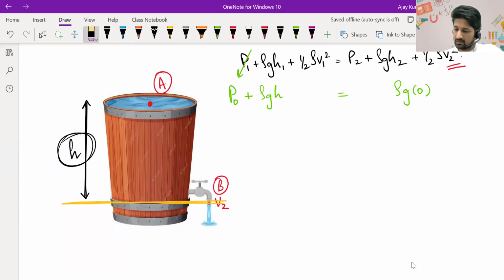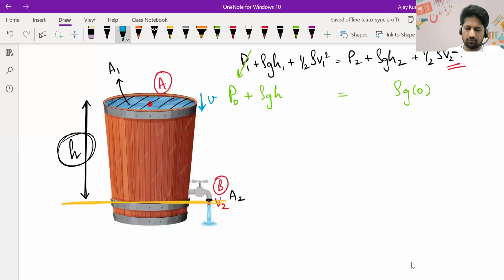Next, half rho V1 square. Now you have to imagine this liquid flowing. Here it will be flowing down through a large cross-sectional area. The area of cross-section here, you can call it as A1. Where the liquid comes out of the tap, the area of cross-section A2 is narrow. There the speed is V2. At A1, the speed is V1. As water is drained through the tap, the upper level of water will be coming down. The speed with which the upper level of water comes down is V1. And the speed with which water leaves the tap is V2.